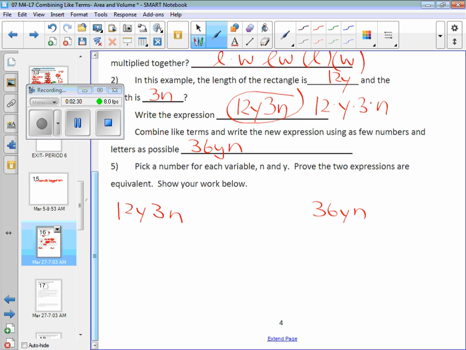Let's pick two simple values for y and n. Let's make y 2, and make n 3. Not too much, because you want to be able to do the math in your head. Okay? So now I'm going to substitute it in. 12 times what? 3 times what's n?